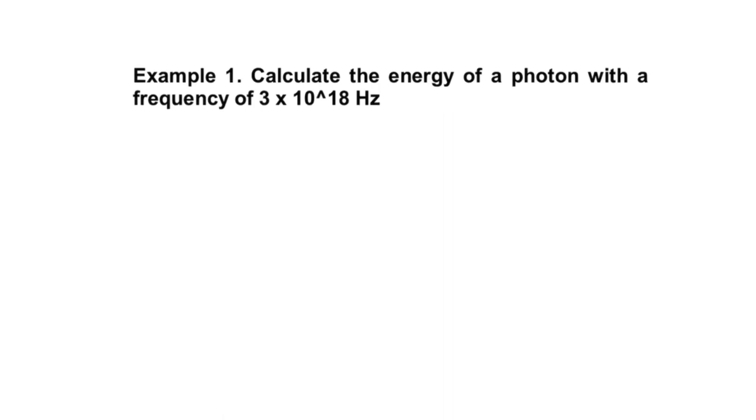So in example 1, calculate the energy of a photon with a frequency of 3 times 10 to the power 18 hertz. So we are interested in the energy. We have the frequency and we have Planck's constant. Even though this question says nothing about it, Planck's constant is indeed a constant. So we can use it to find our energy.